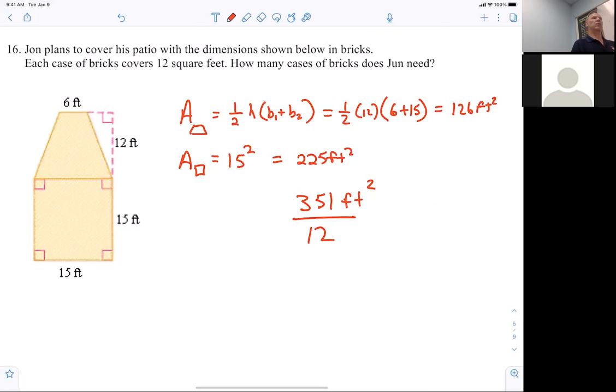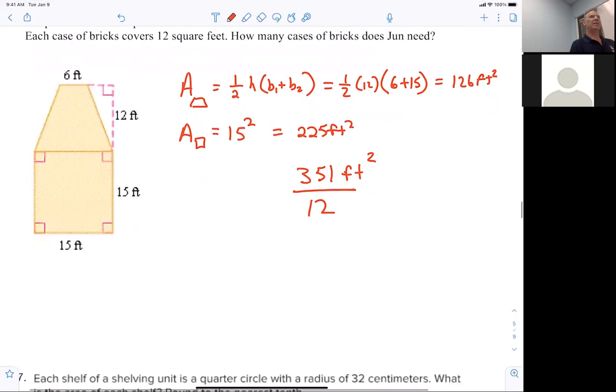That is exactly correct. Now, give me the exact answer on your calculator. 49, no, 29. 29.25. That's brilliant.